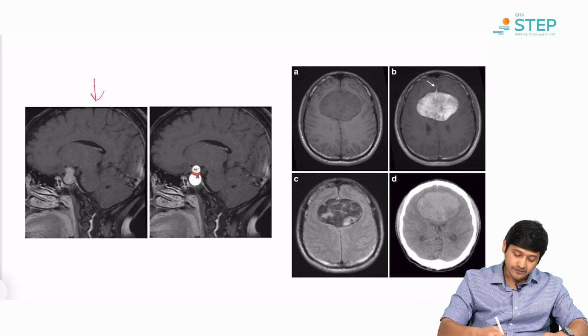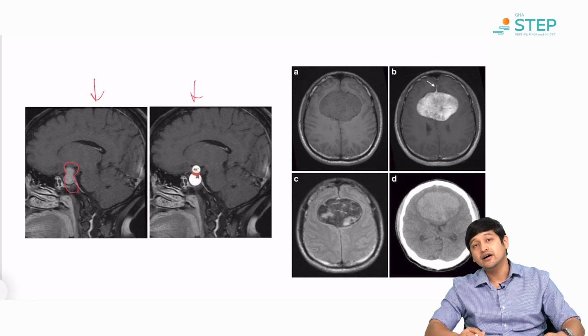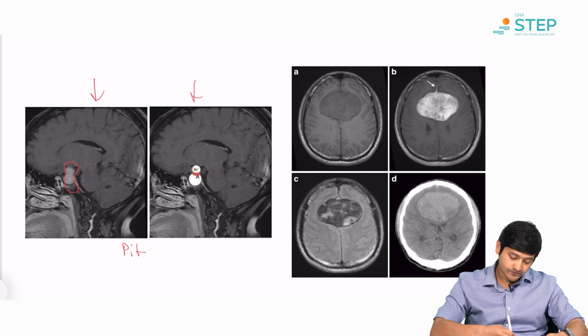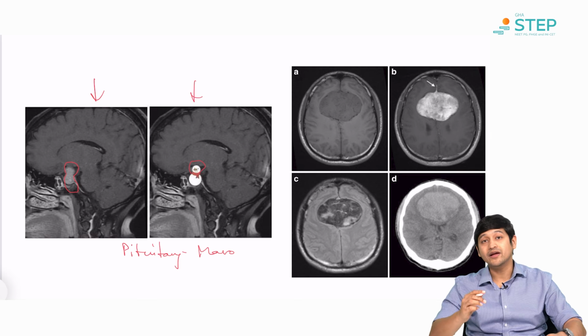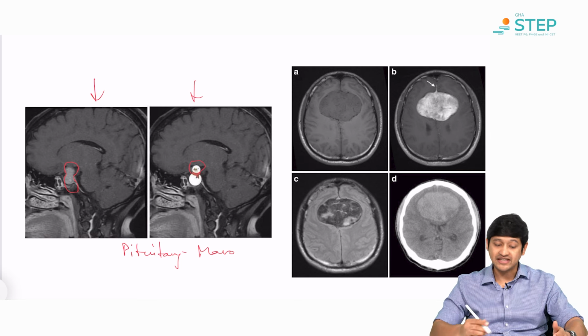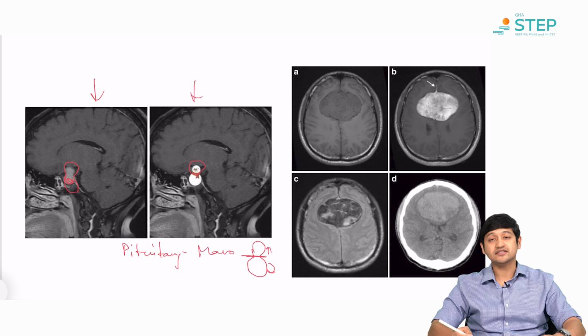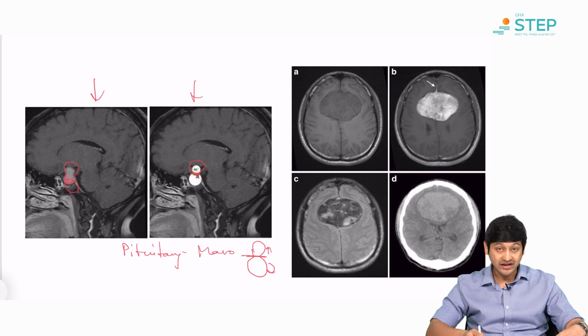So if you look at these images, you will see that there is a nice snowman-like appearance. The lesion is sitting in the sella. This becomes a pituitary lesion, all right. A pituitary macroadenoma is going to have this classical snowman appearance, the head of the snowman being the part of the tumor which is above the sella. The rest of it is going to be sitting within the sella turcica. There is going to be a little bit of a waist between the two. Okay, so like that, this part is above the sella, this part is within the sella turcica. So this is a pituitary macroadenoma.